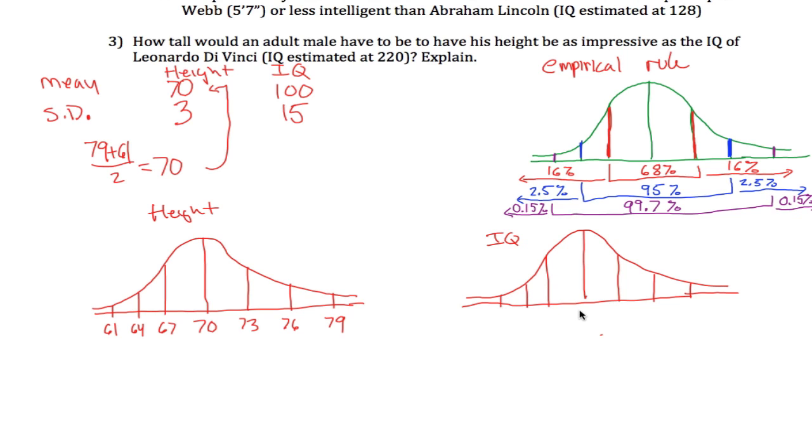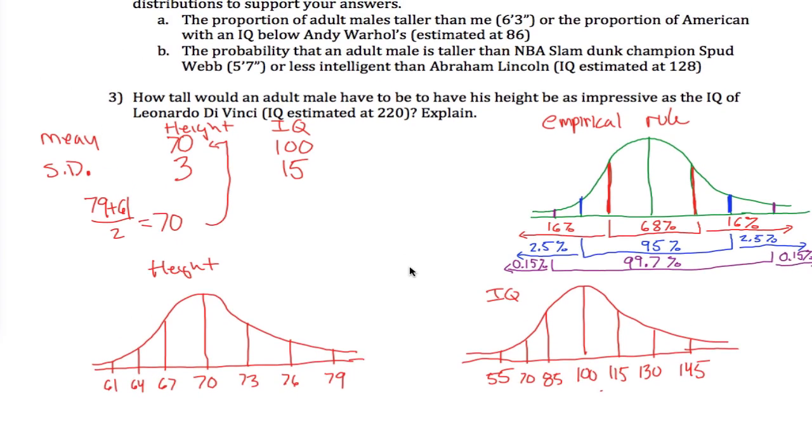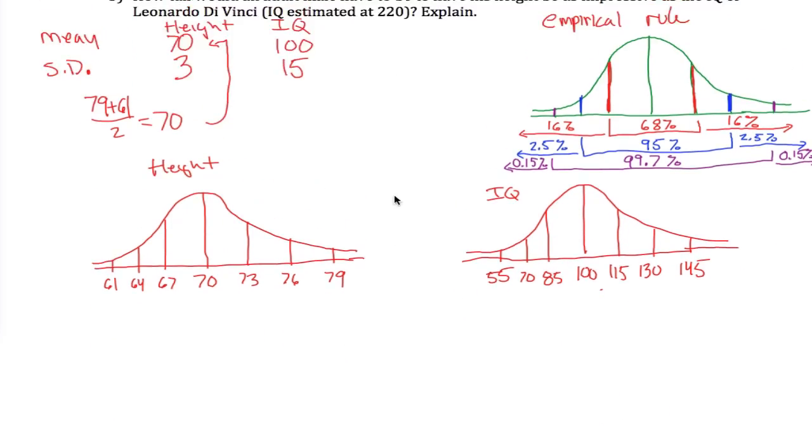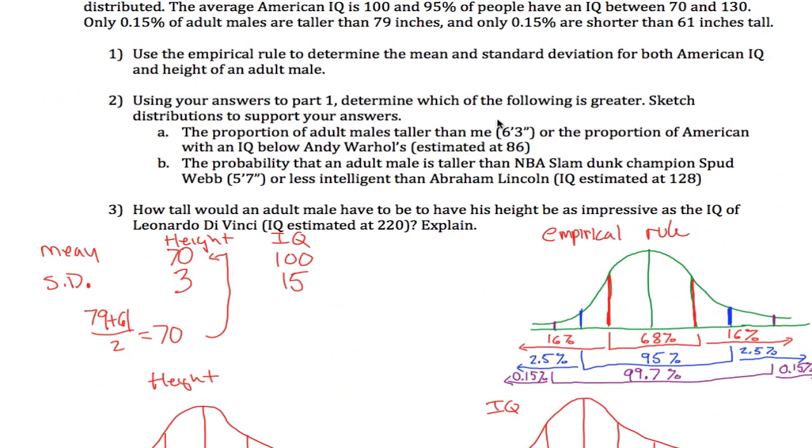We know that the mean is 100 and the standard deviation is 15. So jumping up 1 standard deviation at a time, we get something like that. Alright, and I think from that information we could figure out a lot of stuff. The question's asking about the proportion of adult males taller than 6'3", how tall I am. So let's first translate that.